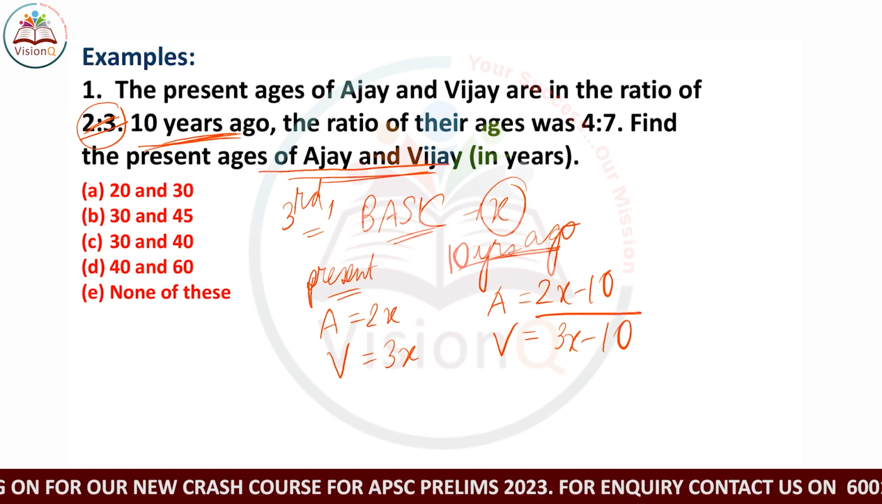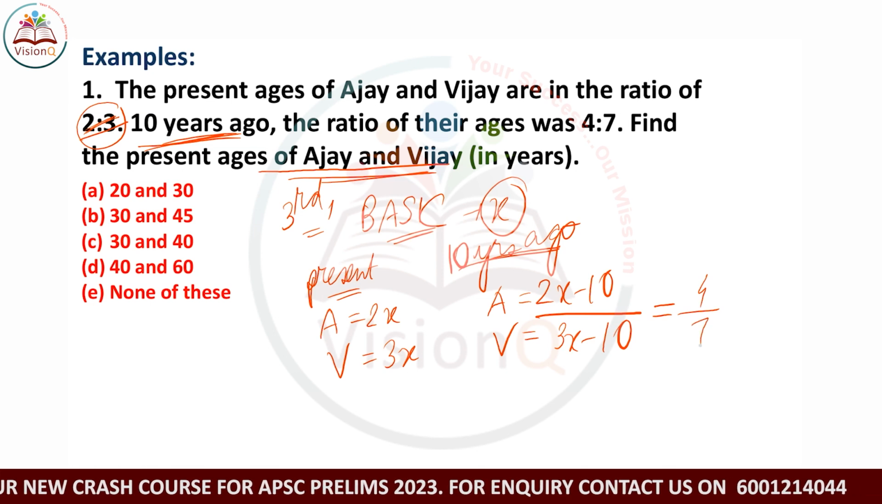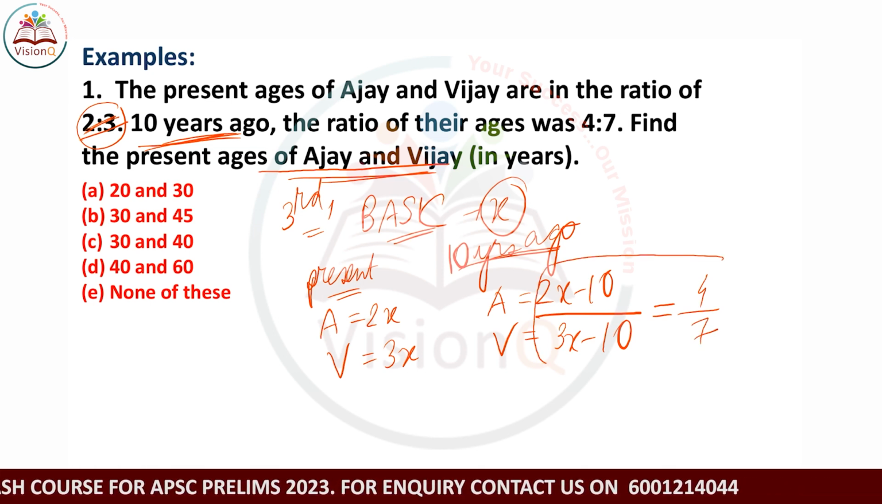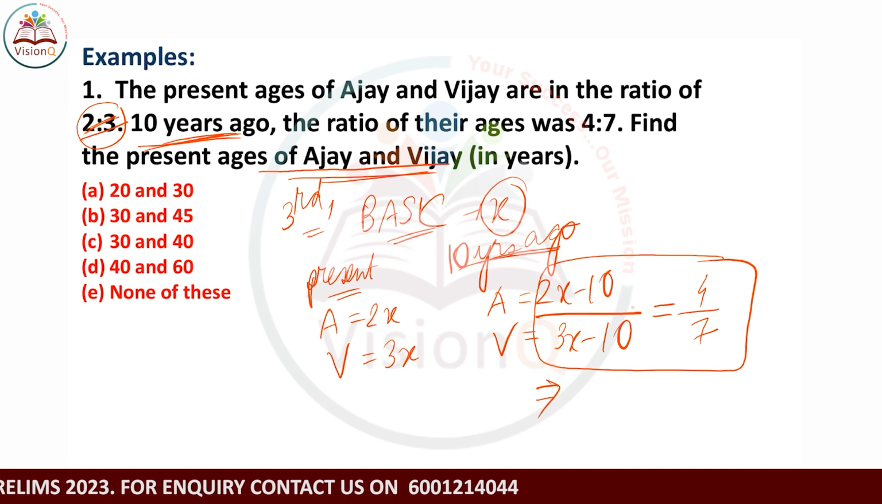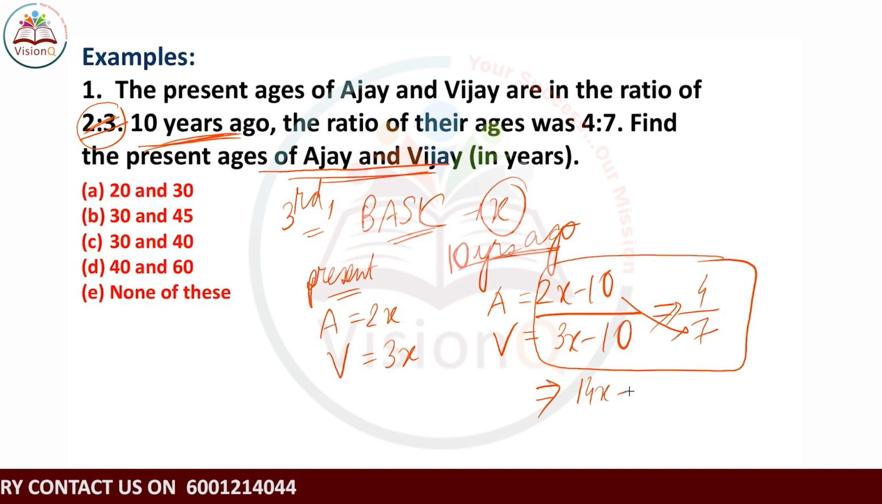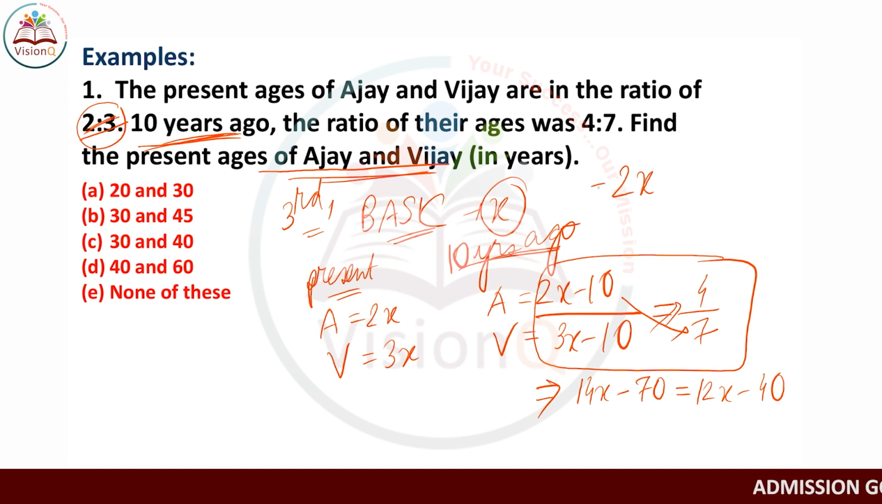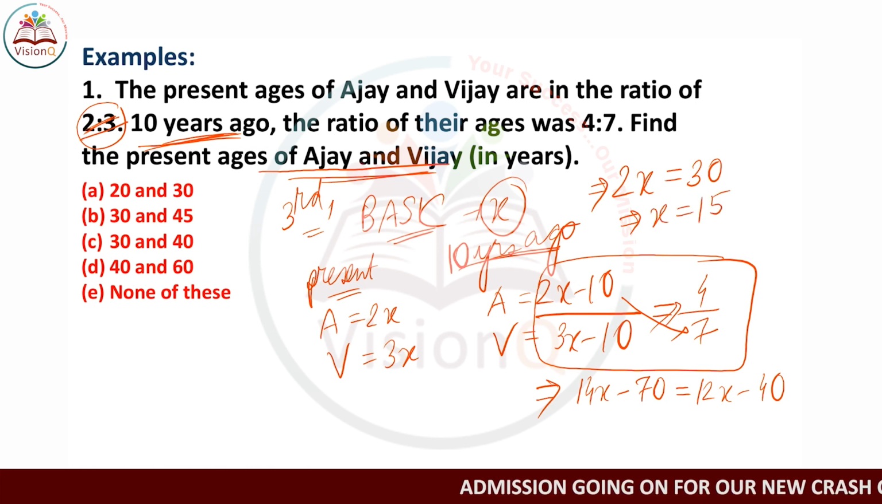And the ratio of these ages 10 years ago was how much? 4:7. So Ajay is to Vijay is equal to 4:7. So from this equation, you need to find out the value of X. Now if I cross multiply, it is how much? 14X minus 70 will be equal to 12X minus 40. So 14X minus 12X is twice X. If twice X will be 30, then X becomes 30/2, which is 15. So X is 15.